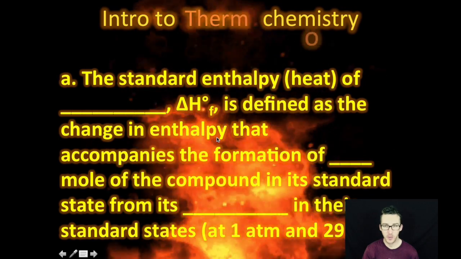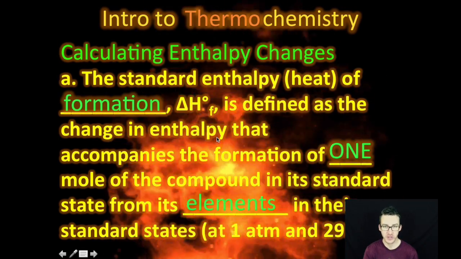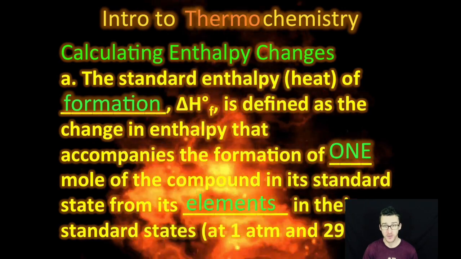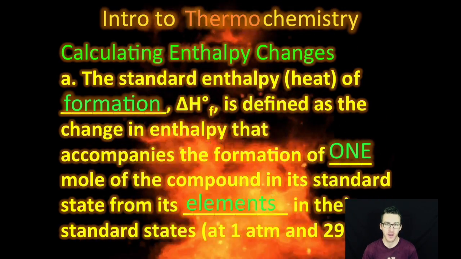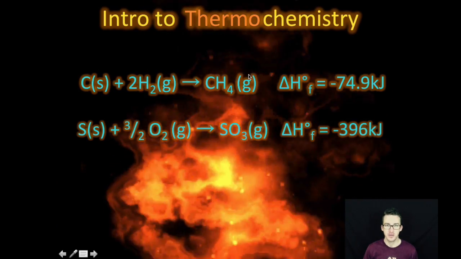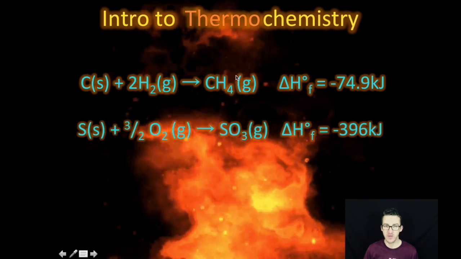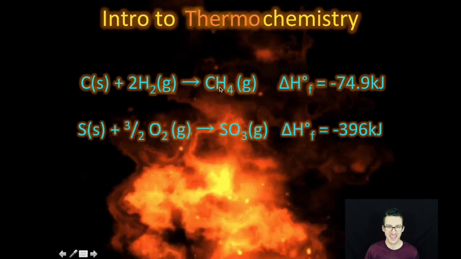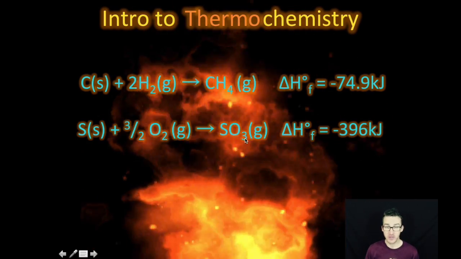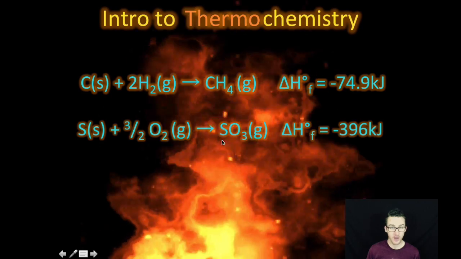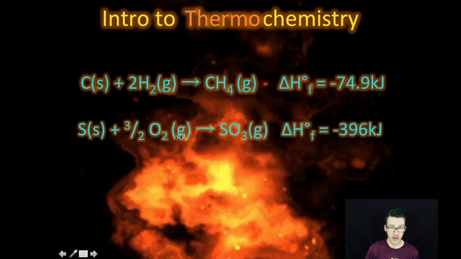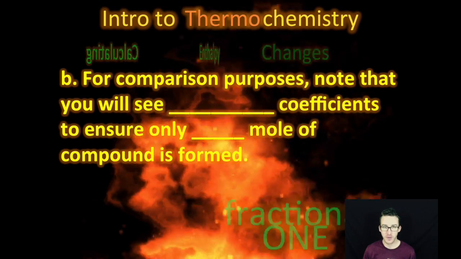Now, these standard enthalpies or heats of formation are simply defined as the change in enthalpy that accompanies the formation of 1 mole of the compound in its standard state from its elements in their standard states. So as you take a look at your screen, we've got the formation of 1 mole of methane gas from its elements in their standard states. You also have an example there of the formation of 1 mole of sulfur trioxide gas from its elements, sulfur and oxygen. Couple quick things about heats of formation.